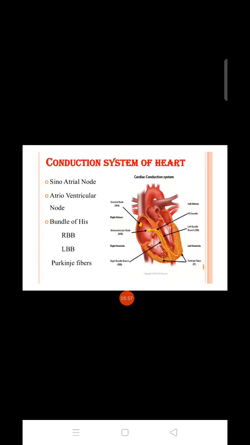Okay, next, what is the conduction system of the heart? We know there is the sinoatrial node, the atrioventricular node, the bundle of His, the left bundle branch, the right bundle branch, and Purkinje fibers. How does the conduction happen? It starts in the SA node, then goes to the AV node, then to the bundle of His, right and left, and finally to the Purkinje fibers. This is the conduction system of the heart.